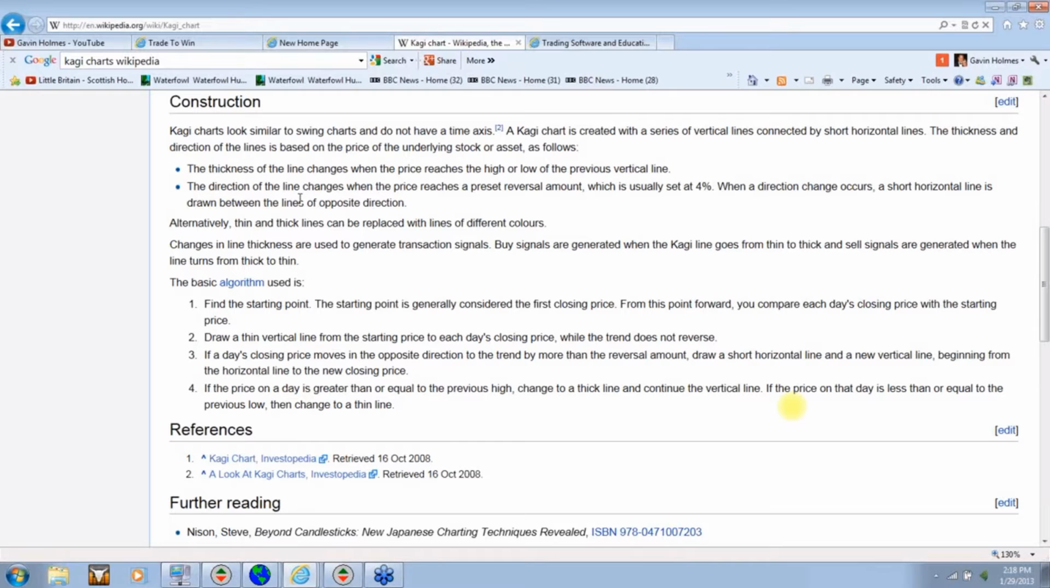The direction of the line changes when the price reaches a preset reversal amount, which is usually, and that's what I'm using tonight, set at 4% or near 4%. When a direction change occurs, a short horizontal line is drawn between the lines of opposite direction. Alternatively, thin and thick lines can be replaced with lines of direction colours. Changes in line thickness are used to generate transaction signals. Buy signals are generated when the Kagi line goes from thick to thin to thick, and sell signals are generated when the line turns from thick to thin.